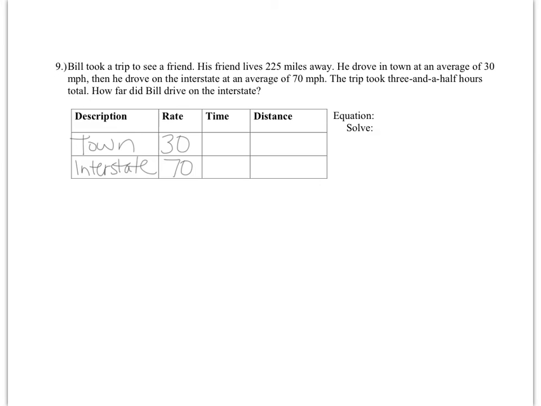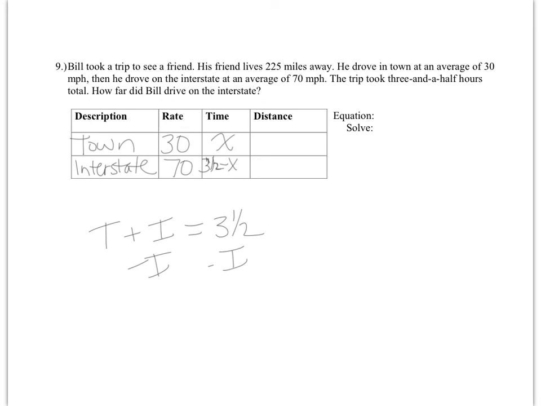If you think about it, his time in town plus his time on the interstate is a total of 3.5. So one of them is going to be 3.5 minus x, and the other one's just going to be x. If I just subtract however long he traveled on the interstate from 3.5, I'm going to get how many hours he traveled in town. So one of them is going to be x, and the other one is going to be 3.5 minus x. It doesn't really matter which one is 3.5 minus x. Just one of them is.